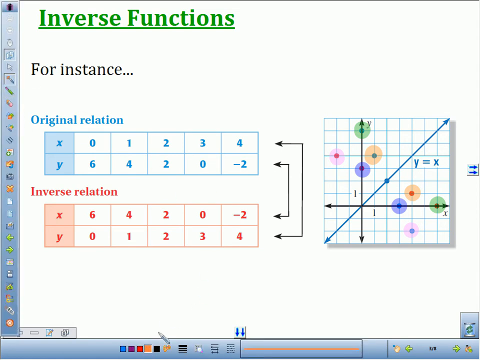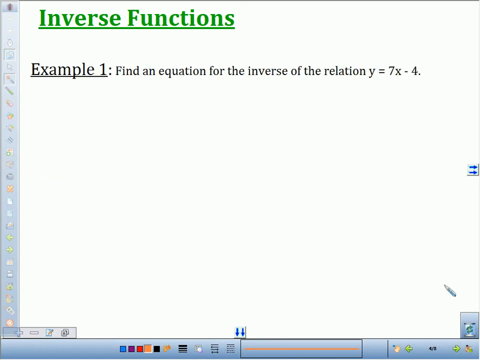Now that's all well and good, but we need to know how we're going to use this. And the way we're going to use this is by taking a function or a relation and finding the inverse. And it's really not all that complicated because it's mostly just solving equations. And we've been solving equations forever. Let's see how this works. Now we want to find an equation for the inverse of the relation y equals 7x minus 4. So we want the inverse of this relation. It's really very simple.